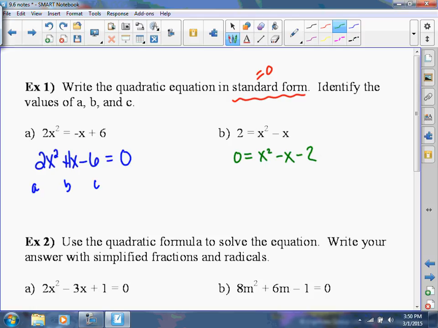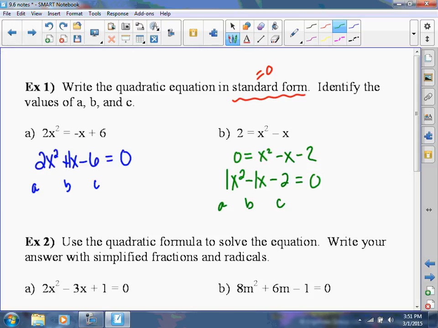And if you don't like the 0 being on the left-hand side, you can flip-flop it. You can just write it x squared minus x minus 2 equals 0. Either way, completely acceptable. And then you know that there's a 1 in front of the x squared and a 1 in front of that x. So your a term would be 1. Your b term is going to be negative 1 though, and your c term is going to be negative 2.